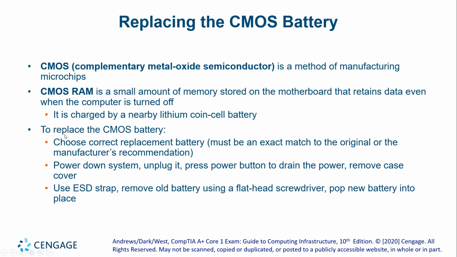So to replace the CMOS battery, choose the exact match, the exact same size. It needs to be an original from the manufacturer, or one that is compatible to the manufacturer. Power down the system, unplug it, press the power button to drain the power, and then remove the case. Make sure you have a static strap on, remove the old battery using a flathead screwdriver, push the new battery into place, reconnect everything, and boot back up.